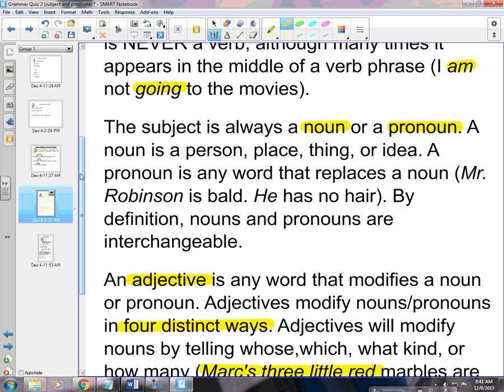So for example, we're going to go back to using Mr. Robinson. Mr. Robinson is bald. In that case, the subject is a noun. Mr. Robinson is a specific person. We would say that, as a noun, that is a person. In our second sentence, he has no hair. The word he replaced the noun Mr. Robinson. Because the noun has been replaced, we would call that a pronoun. By definition, nouns and pronouns are interchangeable.